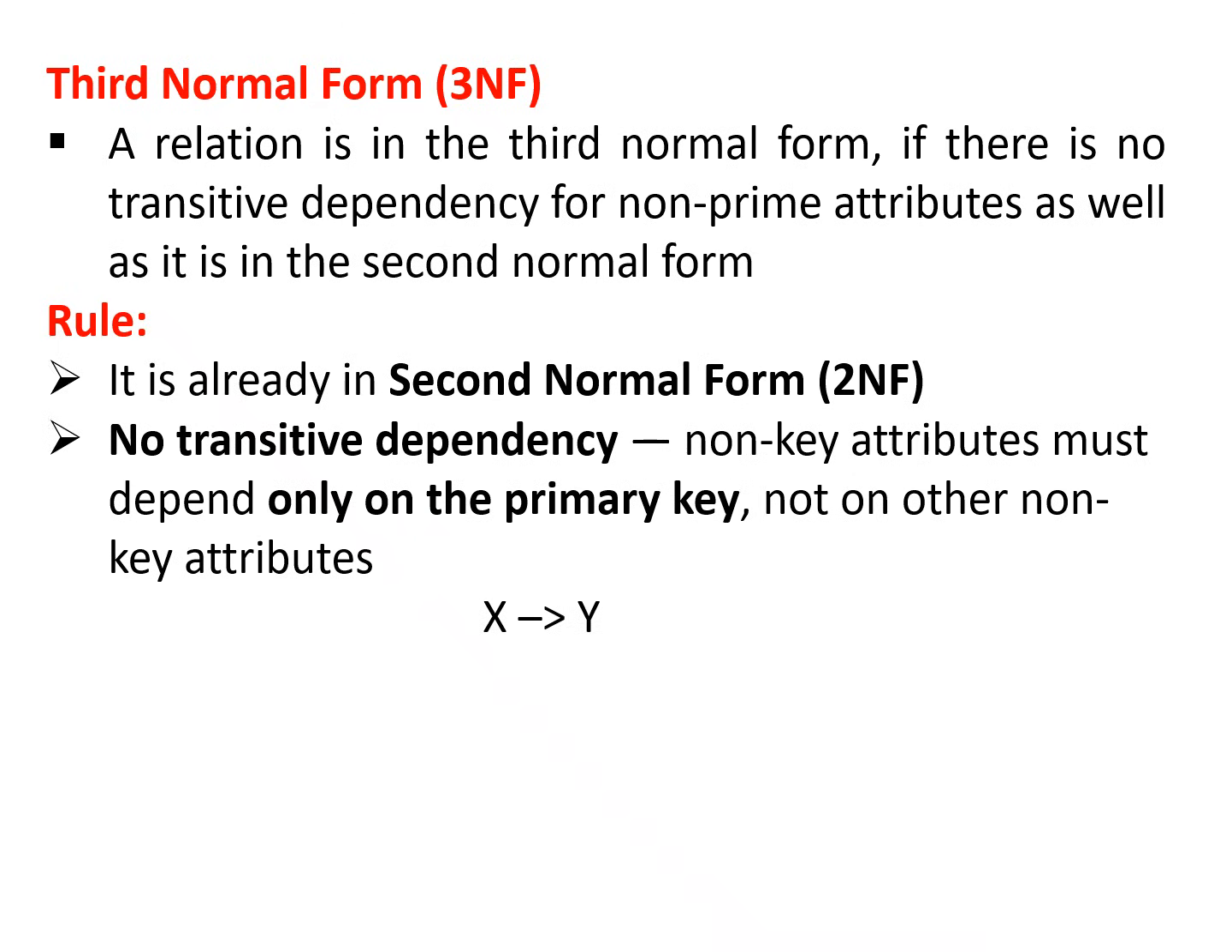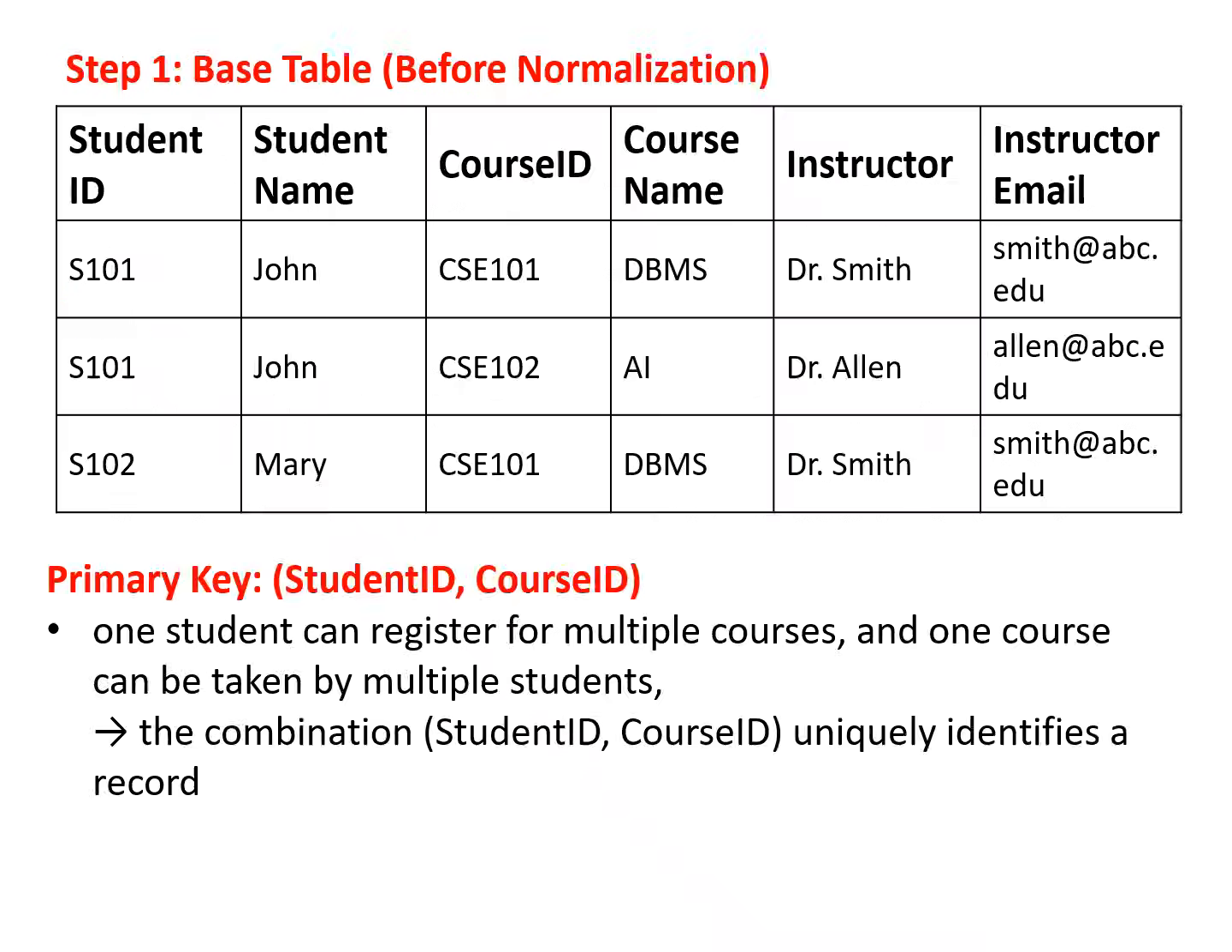It is already in second normal form. There's no transitive dependency, and non-key attributes must depend only on the primary key. So it should not depend on other non-key attributes. So it always satisfies the condition X belongs to Y.